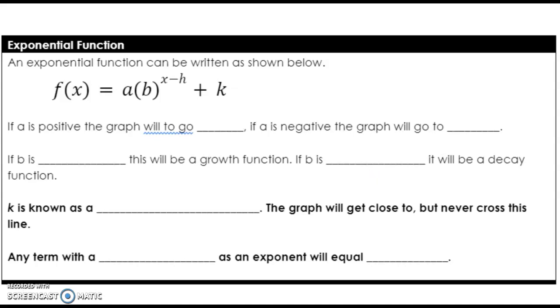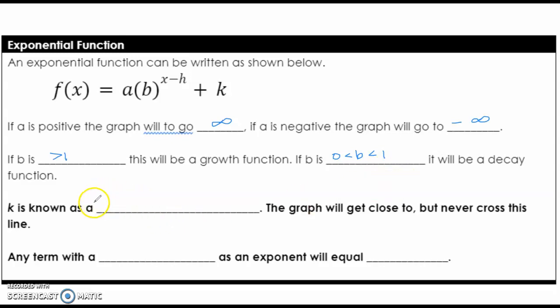If a is positive, the graph will go to positive infinity. If a is negative, the graph will go to negative infinity. If b is greater than 1, the graph will be a growth function. If b is between 0 and 1, so if b is greater than 0 but less than 1, it will be a decay function.